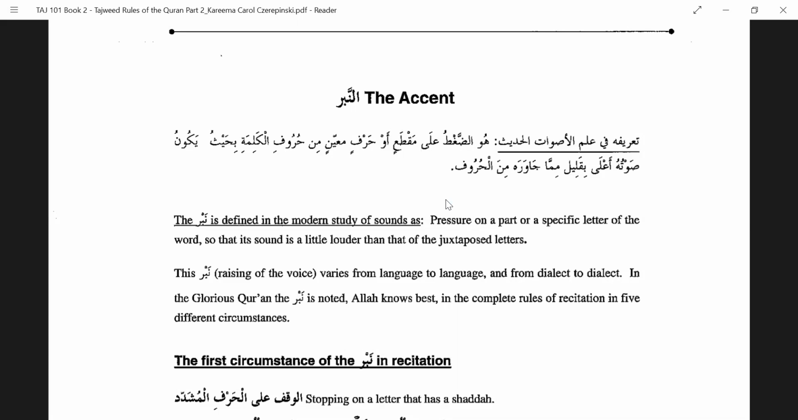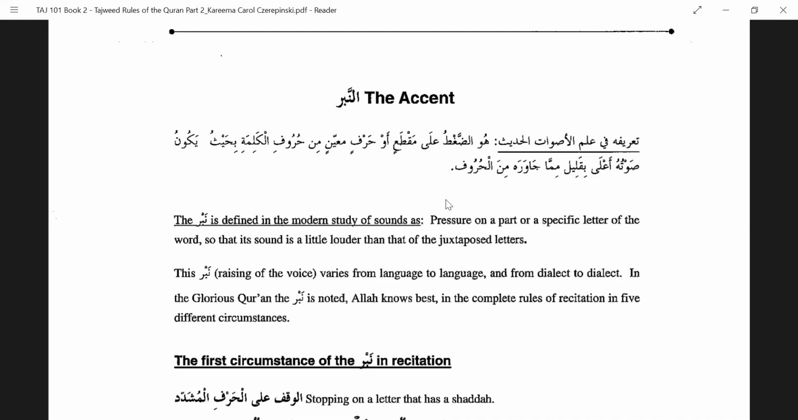One is the actual terminology, what the word itself means, and then with respect to tajweed, what do you mean by it? So one is a literal definition and one is the implied definition. So you will see two definitions. Nabr is defined as putting pressure on part of a specific letter of the word. Whatever word is there, on one particular letter you will put pressure. That is known as nabr. Why? So that its sound is a little louder than the other letters next to it.